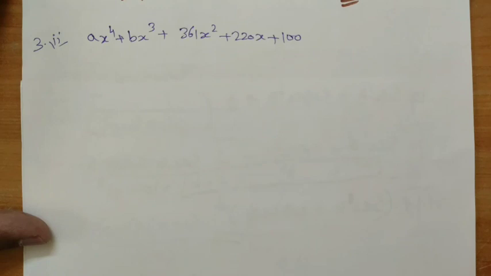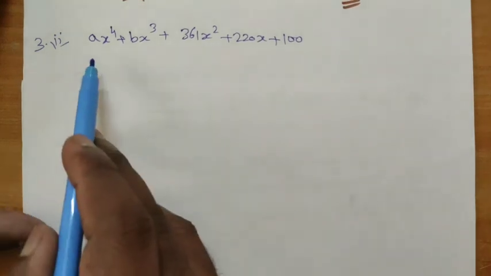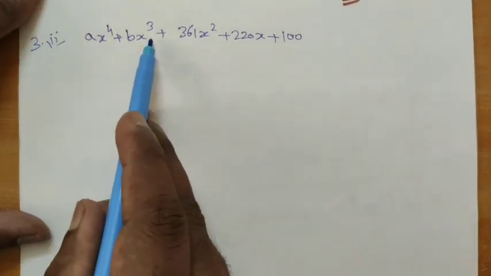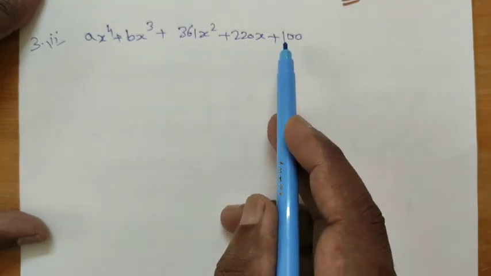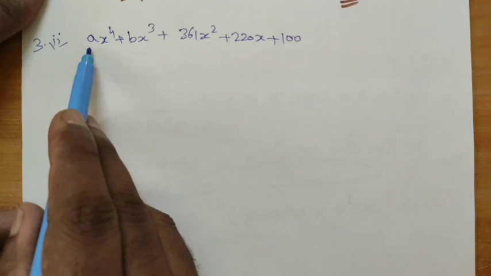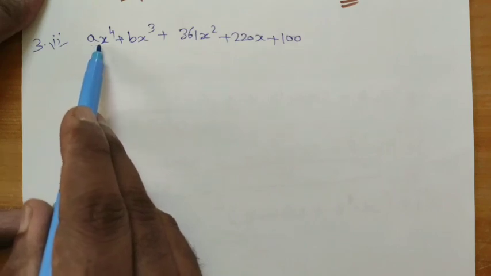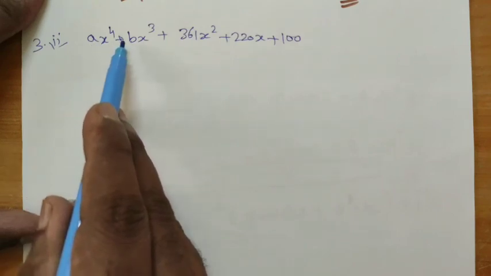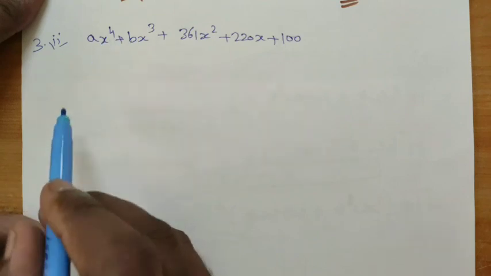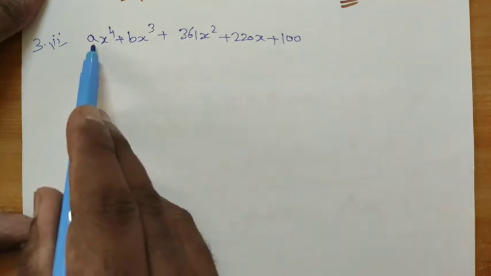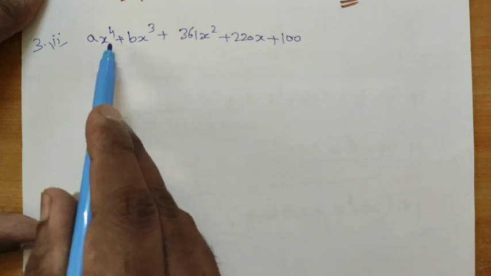Okay, question number 3, Roman number 2. Ax power 4 plus bx cube plus 361x square plus 220x plus 100. See here the first term's coefficient is A and B is another variable. We have to find the value of A and B. That is our question, right? So when we put first A and B, we cannot find the value.